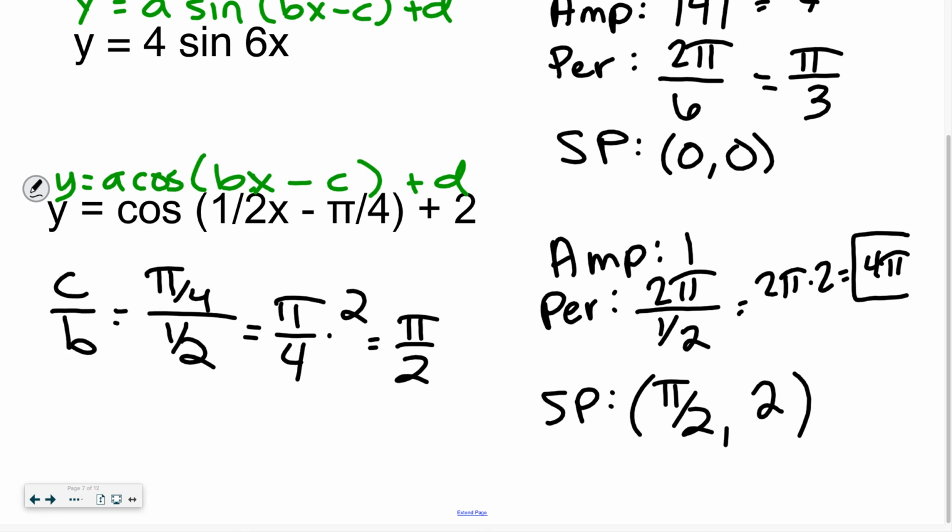So what this means is when I start that max to min to max, my ice cream cone, my graph of my cosine, before I graph it, I'm going to move my window. I'm going to go right pi over 2, and I'm going to go up 2. And then I'm going to draw my ice cream cone for my cosine graph.